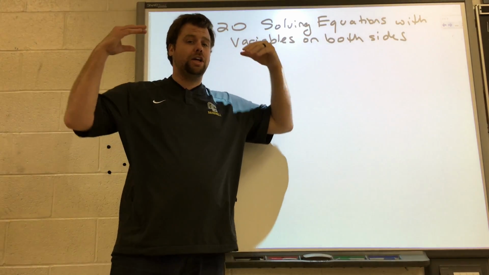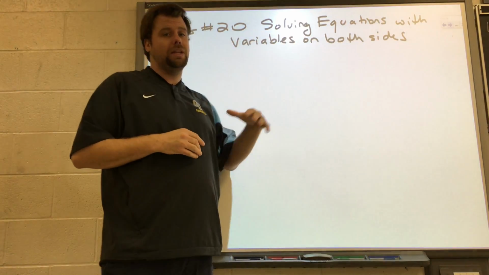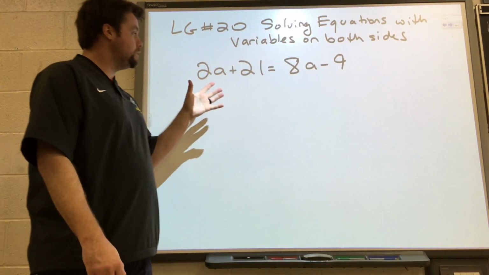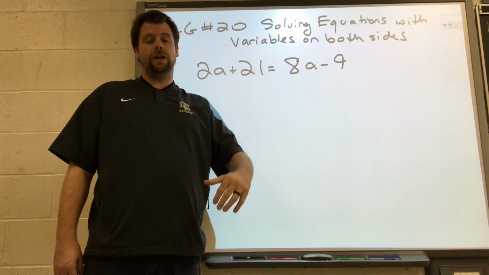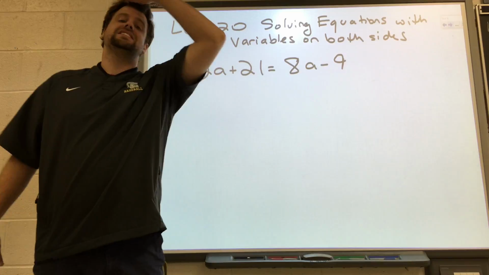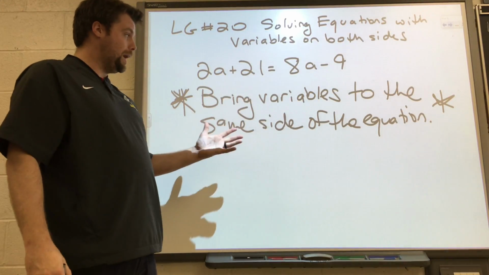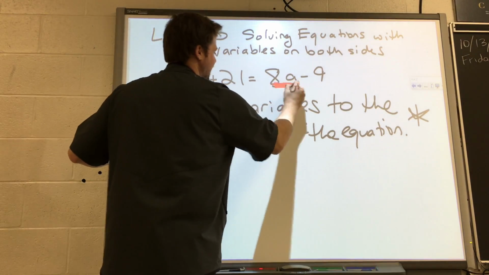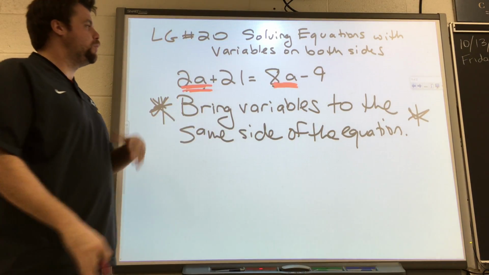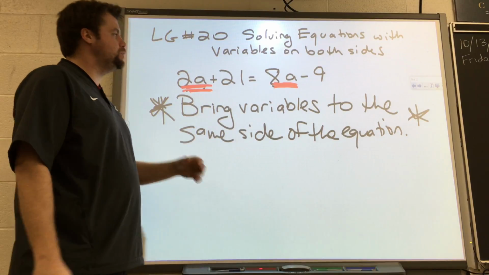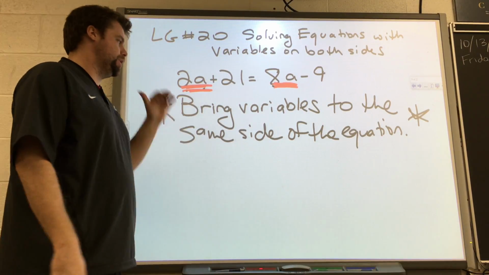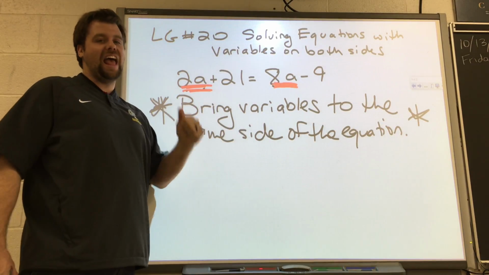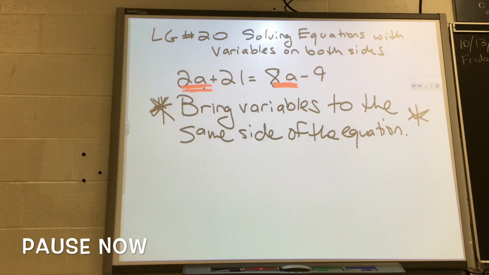When you have variables on both sides of the equation, meaning one on the left and one on the right, the first thing you do is bring those variables to the same side. What I mean by that is I have a 2a and an 8a. Before I try to solve this, I have to bring the variables to the same side of the equation first, and then you want to go from there.